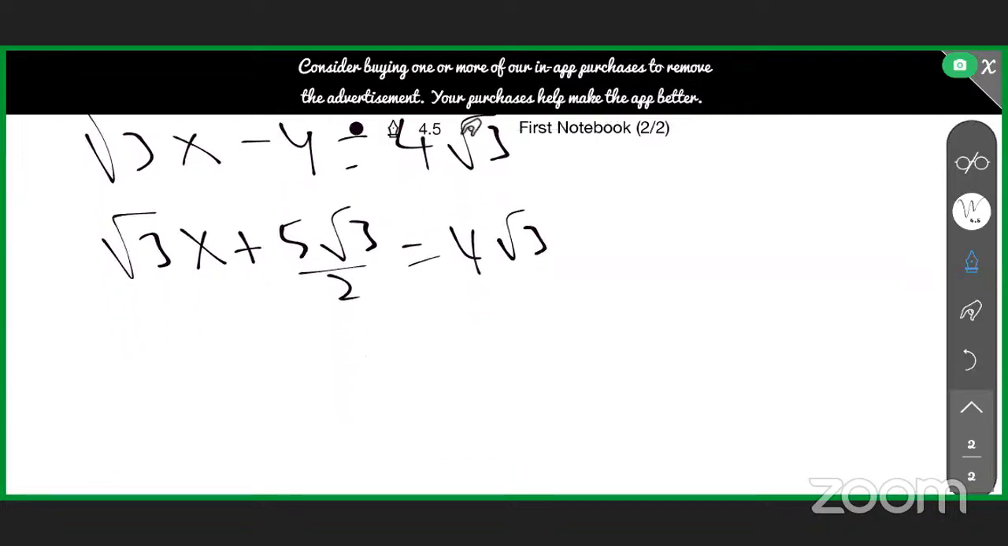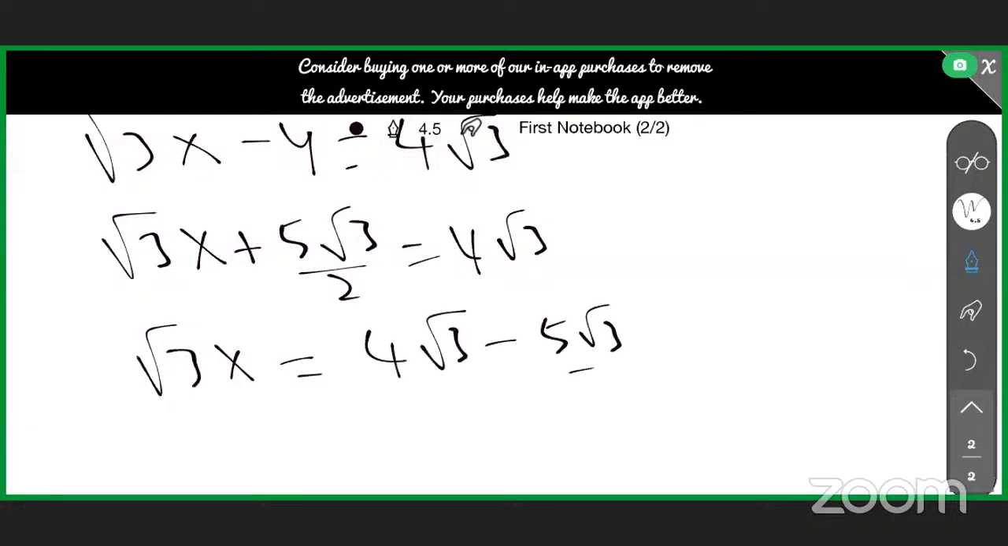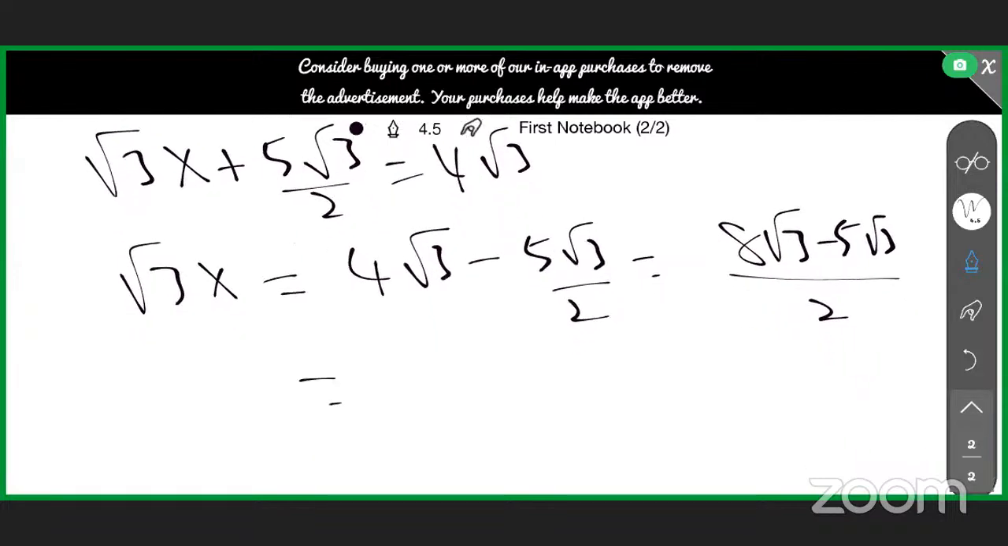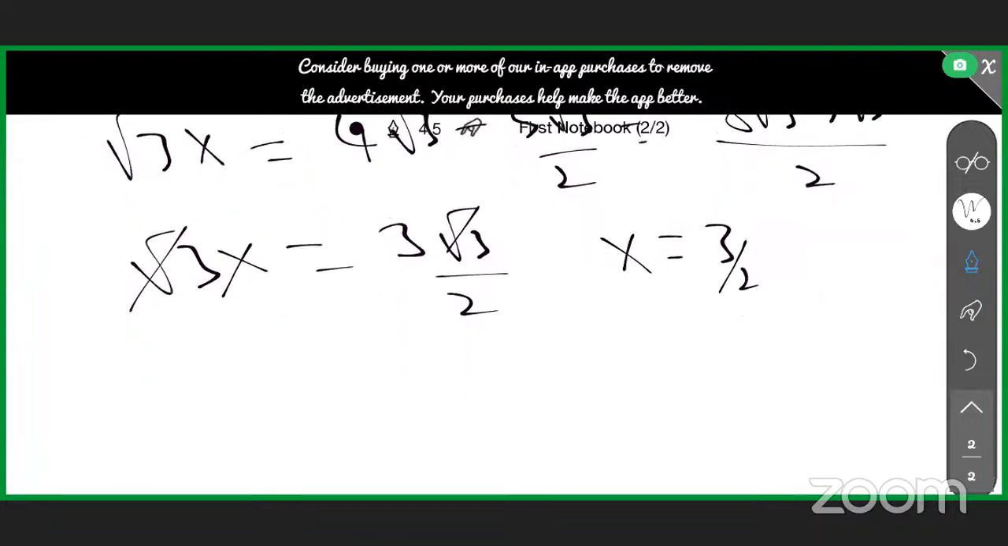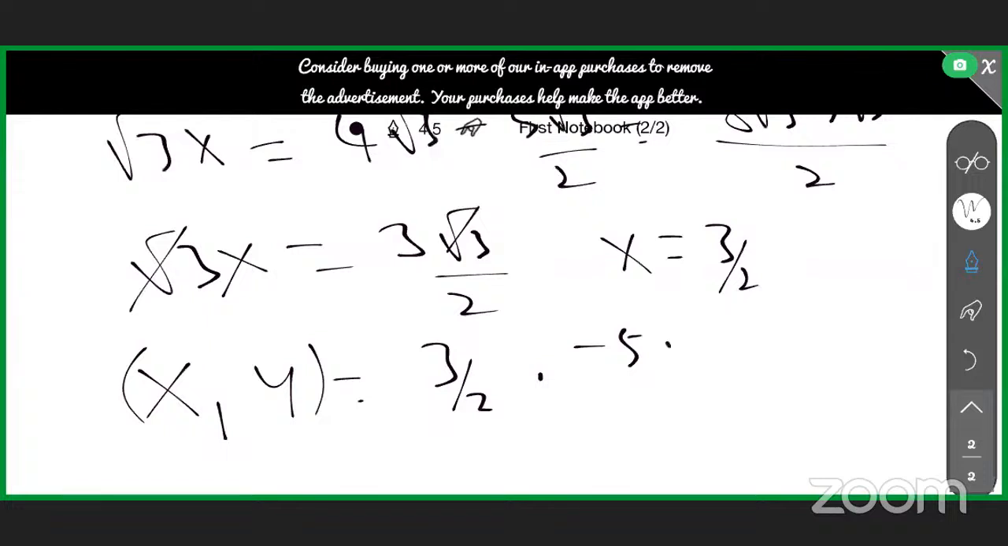If it goes this side, it becomes root 3x is equal to 4 root 3 minus 5 root 3 by 2. If you take LCM, 8 root 3 minus 5 root 3 by 2 is equal to 3 root 3 by 2 into root 3x. Root 3 gets cancelled, so x is equal to 3 by 2. Therefore, my x and y in the new coordinate system is 3 by 2, comma, minus 5 root 3 by 2.